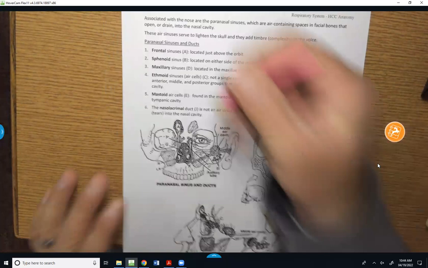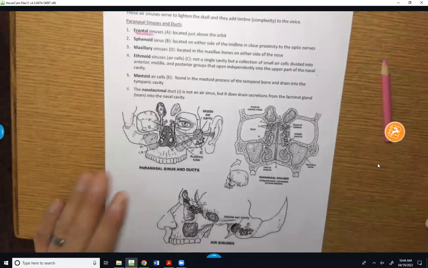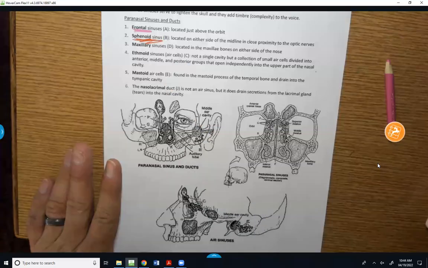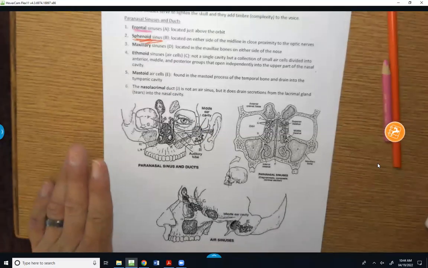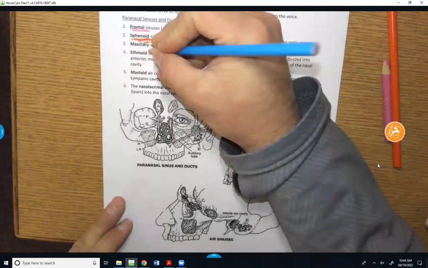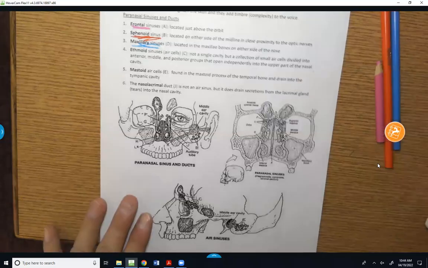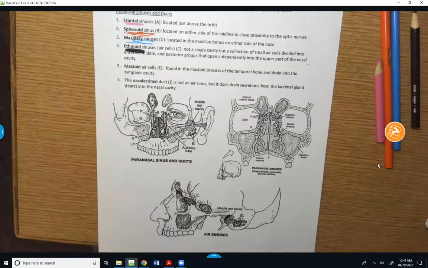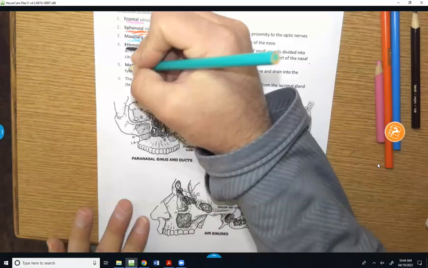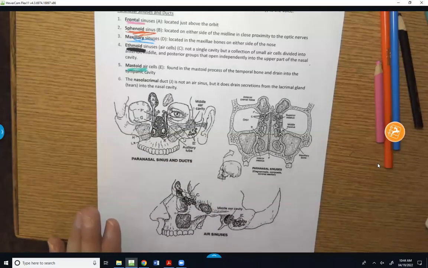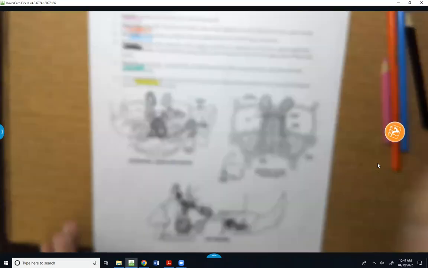Just color code them real quickly. First, go pink here for the frontals. Sphenoid is a singular. I'll color orange. Got baby blue for the maxillaries. Go black for the ethmoids because they're very small, I mean, so I want them to stand out. Mastoids, I'm going to go with this kind of aqua color. And then I'll do yellow for the nasal duct.